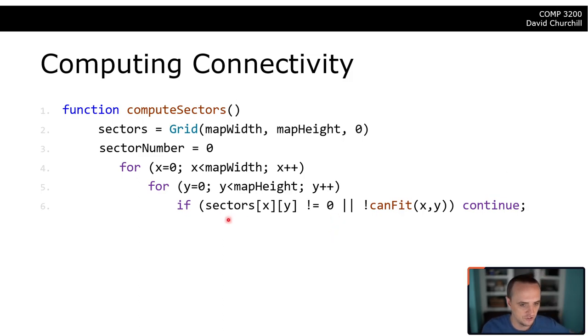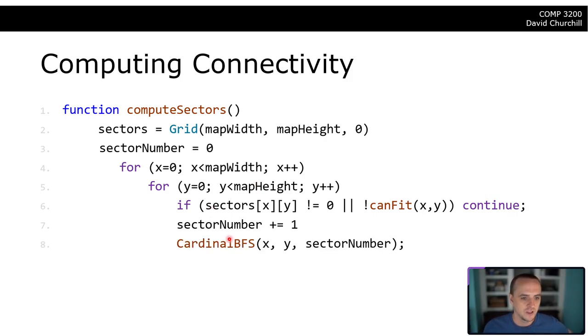So if it does have a zero and it can fit, let's increase the sector number. So now the zero goes to a one or the one goes to a two because we're computing a new region of the map. And then what we do is we just do a cardinal breadth first search outward from location XY. As we encounter legal actions to zeroed locations, we assign them the sector number. I'm not going to give you the code for that because by now you know how to write a BFS, just a simple while loop, or you could write it in a recursive fashion as well, but it's just that breadth first search that goes outward, filling up the sector numbers.